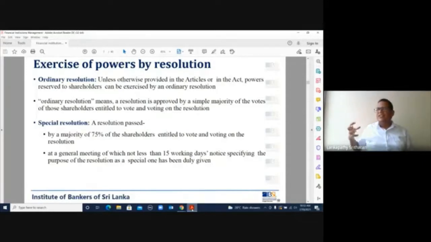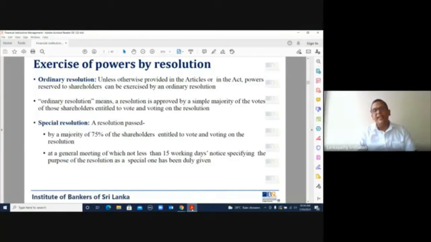If there are any special circumstances required by the articles of association or the Act, other than that, all other powers can be exercised by the ordinary resolution. An ordinary resolution is enough in all circumstances, except where there are special circumstances given in the articles or Act. The ordinary resolution means a resolution approved by simple majority. Just keep it in mind. The simple majority means more than 50% of the votes of those shareholders entitled to vote and voting on the resolution. So, for example, if the total is 100 shareholders, each having one vote, in that case more than 51 have to vote for a particular resolution for it to be an ordinary resolution.